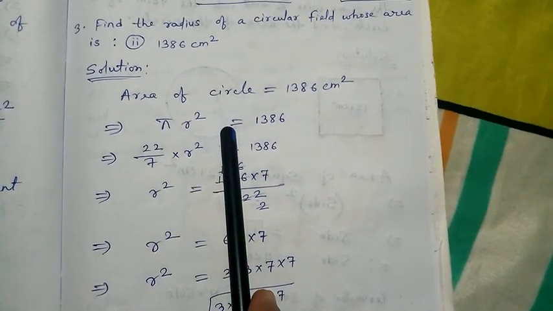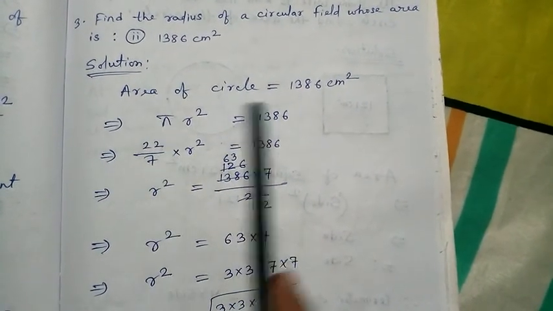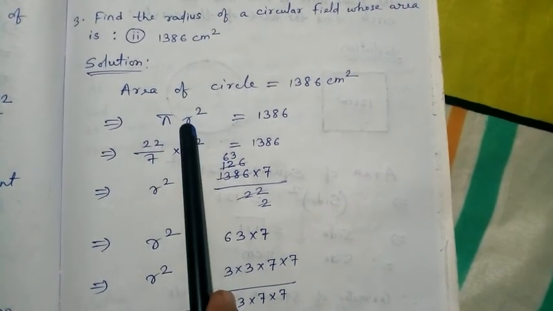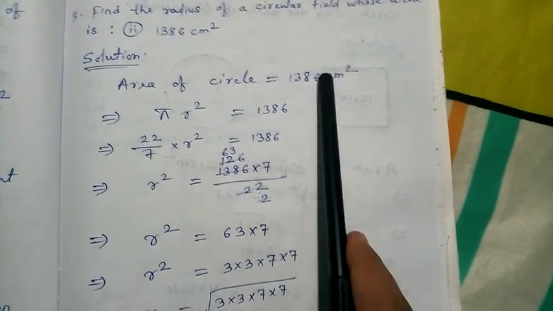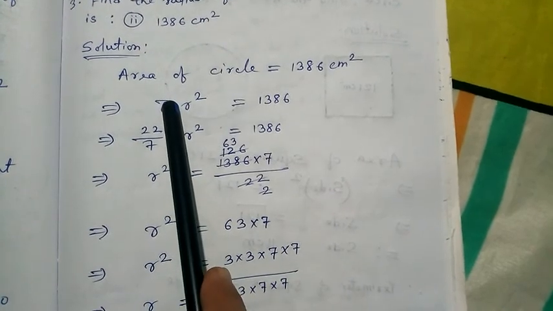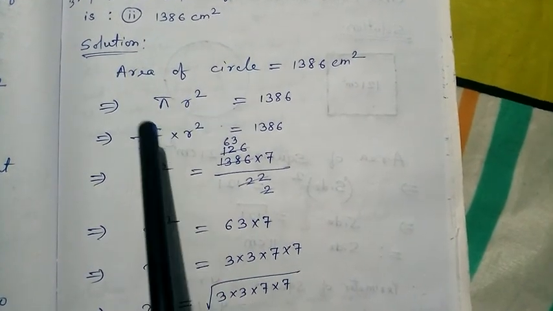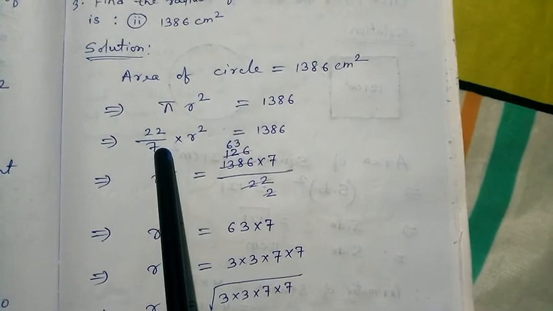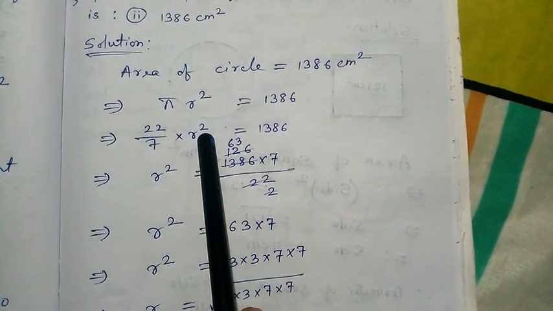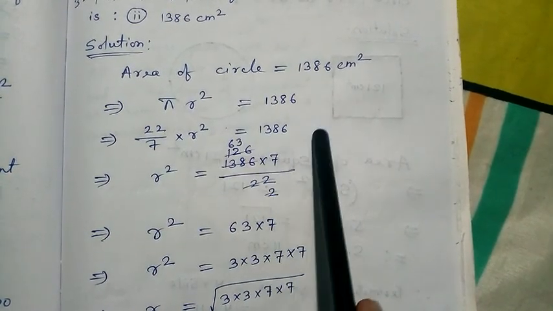Whenever any formula's value is given, we can apply the formula. We have learned this in the previous chapter also. So the area of circle formula can be applied now. Pi r square is the area of circle, equal to its value. The value of pi I have mentioned at the beginning also. Its value is 22 by 7 into r square equal to 1386.